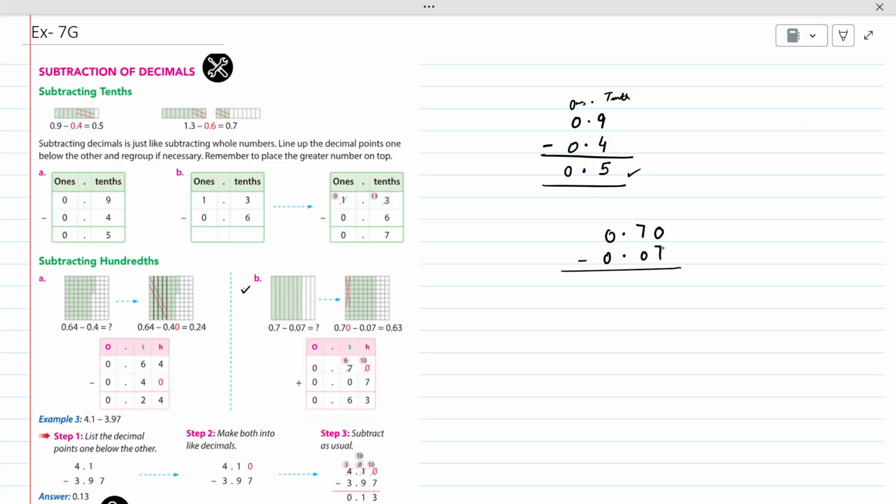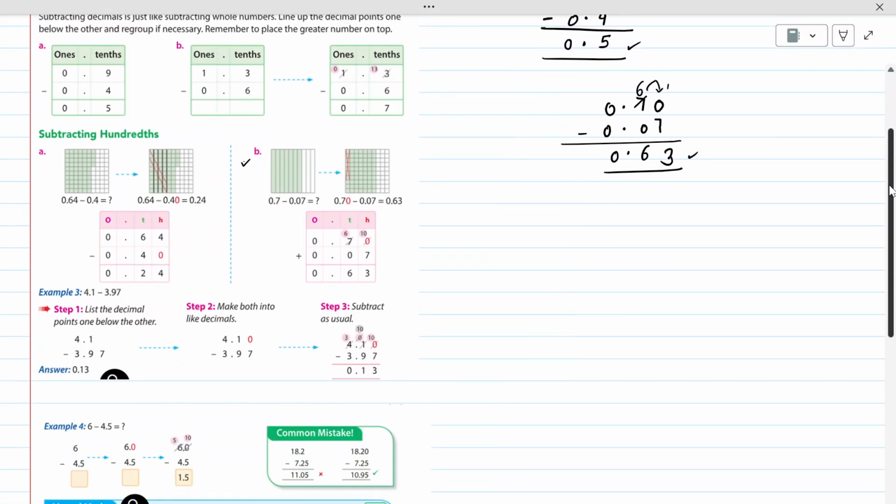7 cannot be subtracted from 0, so we'll borrow 1 from here. This is 10 minus 7 is 3, and here 6 is remaining. 6 minus 0 is 6. 0.63 is the answer. Okay, so the rules are again the same. Just convert them into like decimals and then do the general subtraction.